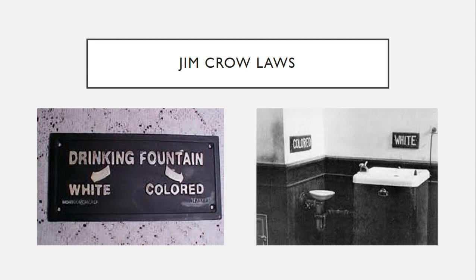But we also know that in the South, Reconstruction didn't go very well, and Jim Crow laws were implemented. This often made it difficult for blacks to vote. It had separate facilities for blacks and whites. Interracial marriage was illegal, and schools were segregated.